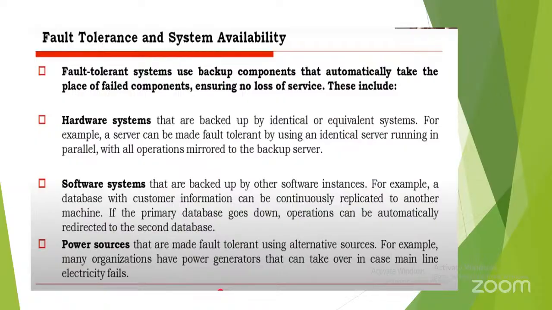If it is so, 2 minutes of failure, 2 minutes of repairing time is not required, or 1 minute of time is not required. And automatically, when one fails, another reading is taken. So hardware components and software components: those are the hardware systems that are backed up by identical or equivalent systems. For example, a server can be made fault tolerant by using identical servers running in parallel with all the operations mirrored to the backup server.